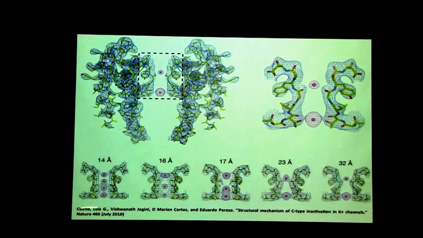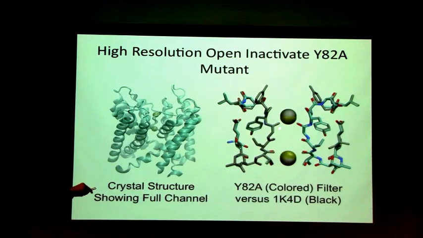There was a heroic effort by Eduardo Perozo to obtain the crystal structure of the channel in all these possible states. And they got the structure of the channel in various inactivated states. So we have the crystal structure of the open inactive state, and we have the crystal structure of a closed channel, which is inactive. In gray is the inactive open channel, and in color is the closed inactive filter. And you can see they're identical. So we know everything we need to know.